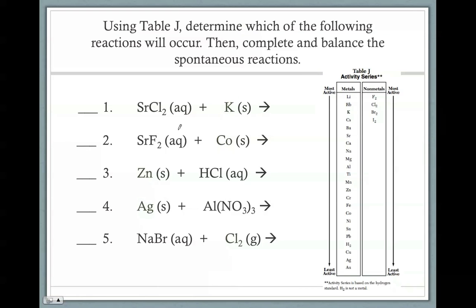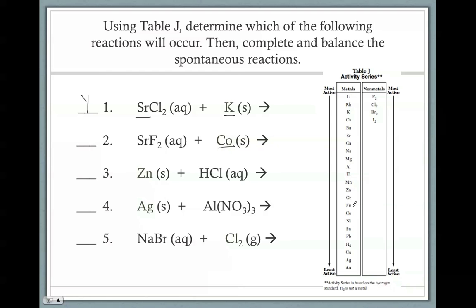So looking at table J and at these 5 examples, we're going to check and see if this reaction will occur, yes, or if it's going to be non-reactive. So here we're looking at potassium being higher than strontium. So if I come over to the side here, you'll find potassium, and then we do see that strontium is below it, so strontium is less reactive. So we can say that yes, this reaction will occur.